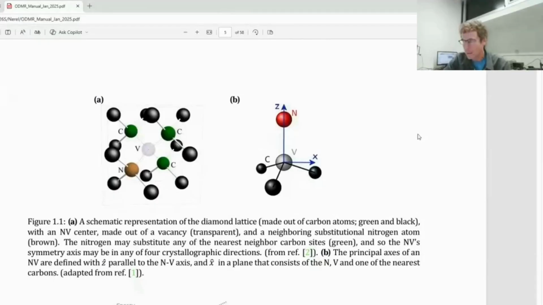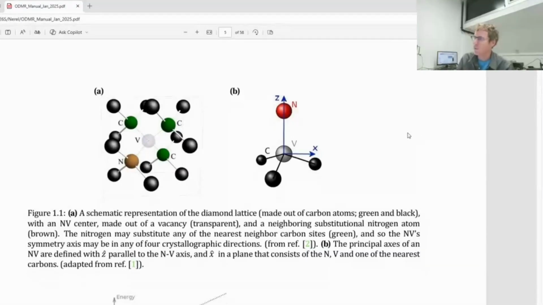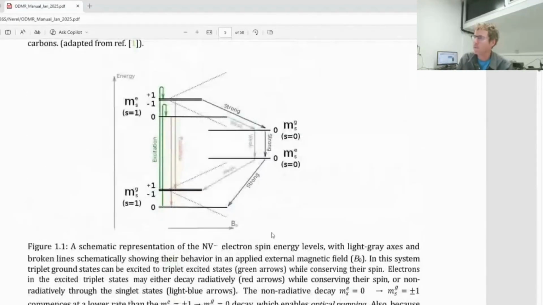NV centers are color centers in diamond that are very popular in quantum technology. The reason they are popular is that they have 2 electron spins that are quantum species that are unpaired. Under a static magnetic field, depending of course on the magnetic field, you can get 3 transitions. You have the 0 state, the plus and minus state. So these are the quantum states of 2 electron spins.